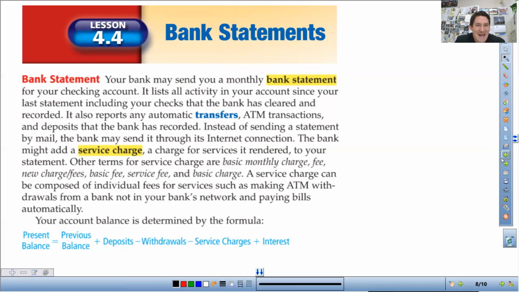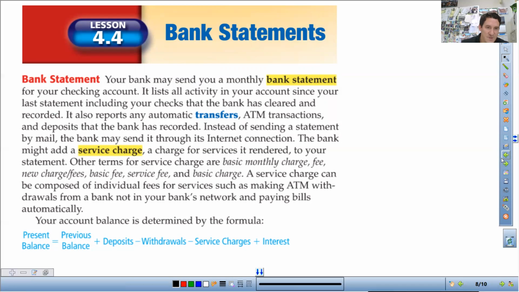The bank might add a service charge, or a charge for services rendered, to your statement. Other terms include monthly charge fee, new charge fees, basic fee, service fee, basic charge. Banks like to charge you for keeping your money there.